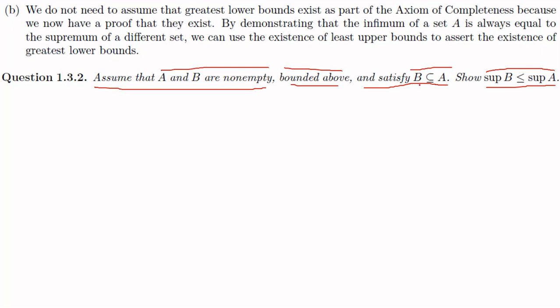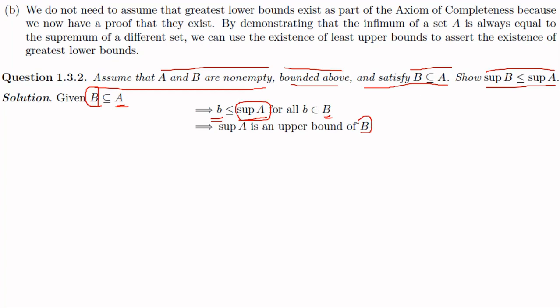Now, we are given that B is contained in A. B is a subset of A. So from here we can say that every element of B will be less than or equal to the supremum of A. Every b in B will be less than or equal to supremum of A. Now this means that supremum of A is an upper bound for the set B. Since supremum of A is an upper bound for the set B, the least upper bound for B, which is supremum B, will be less than or equal to this upper bound. So we get supremum of B is less than or equal to supremum of A.